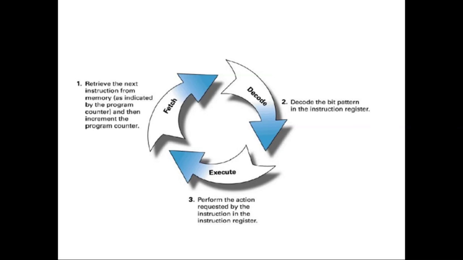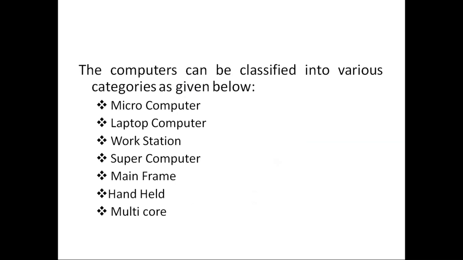Then the third one: perform the action requested by the instruction, and this is the execute. Decode means understanding what is the instruction to be executed, and execute means executing the action requested by the instruction in the instruction register. Right, so this will be stored in the instruction register. Now, these were the very fundamental things.